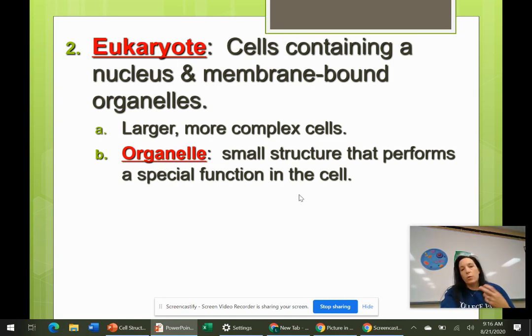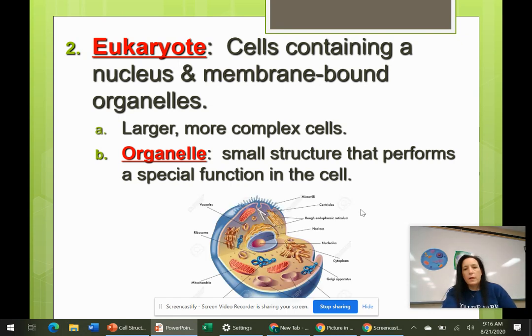So they have an organelle, ELLE means small. Organelles are small structures, small organs. That's the suffix ELLE. They're small organs, so they're small structures that perform very special functions, and that's how they can get very complex. All right, let's talk about that.